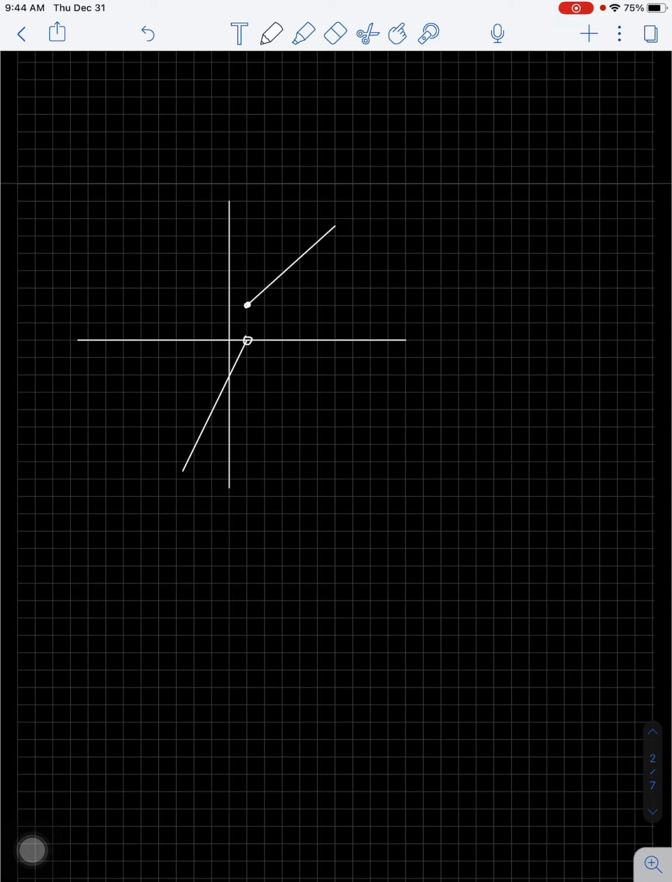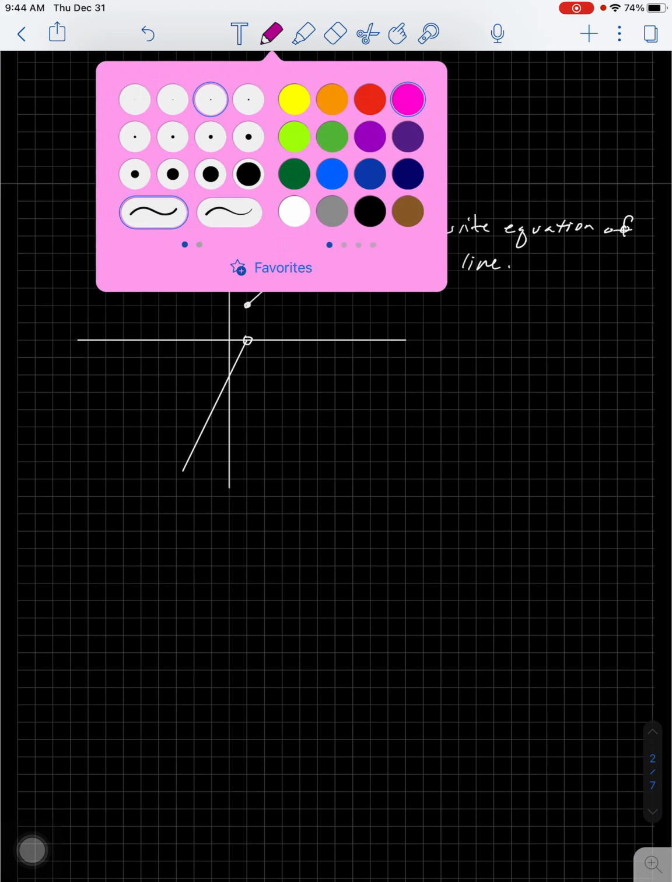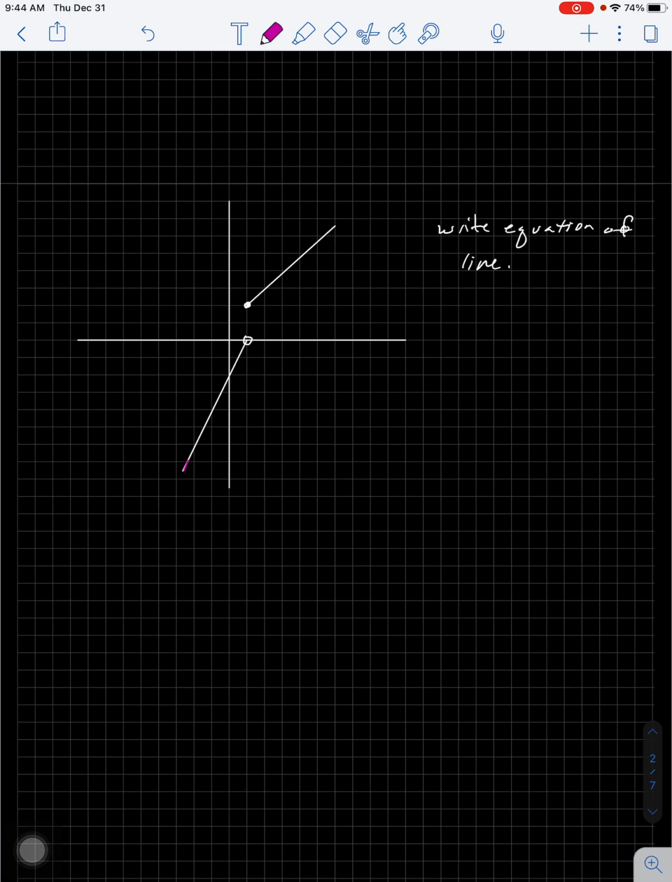Okay, let's do this one. And the directions would say, write the equation of the line. All right, again, what I do is I look at both of these as a whole graph, and you can start with either one. Let's start with this bottom one. We're going to make that pink. It's got an open hole right there, and it's a line.